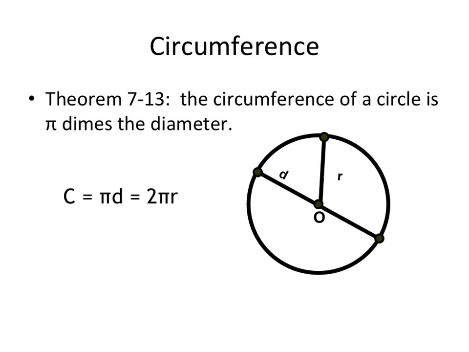Now let's talk about circumference. Theorem 7-13 says the circumference of a circle is pi times the diameter, right? Now, the diameter is 2 times the radius, so we have two formulas that we can use to find the circumference of a circle. And the circumference of a circle is the perimeter of a circle, so it's the distance around that circle. So we can either multiply the diameter times pi or 2 times the radius times pi to get our circumference.